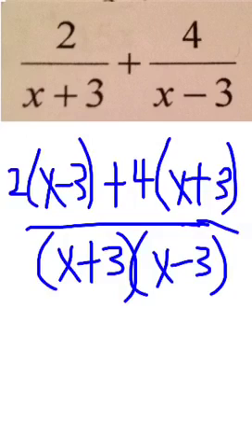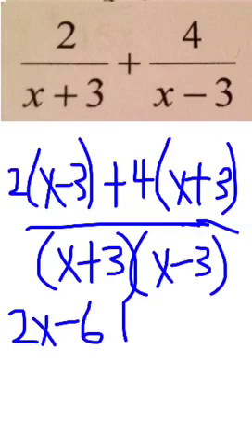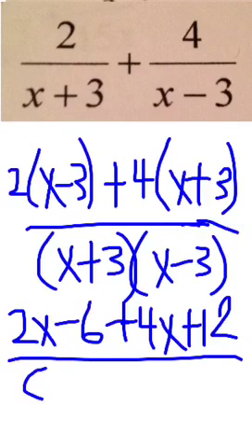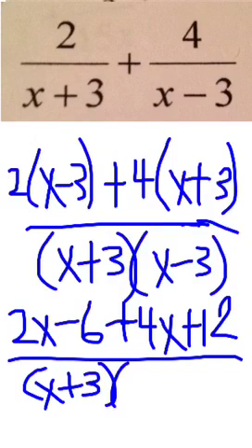Now at this point, distribute everything and combine like terms in the numerator. So we have 2x minus 6 plus 4x plus 12, and that's still all over your common denominator.